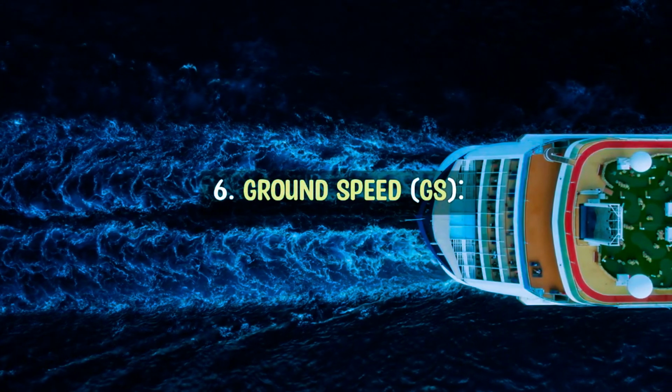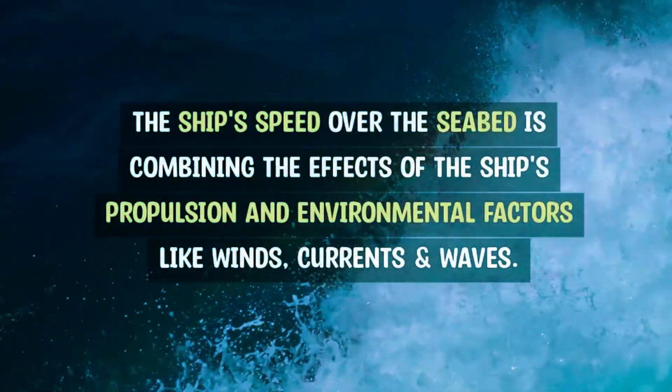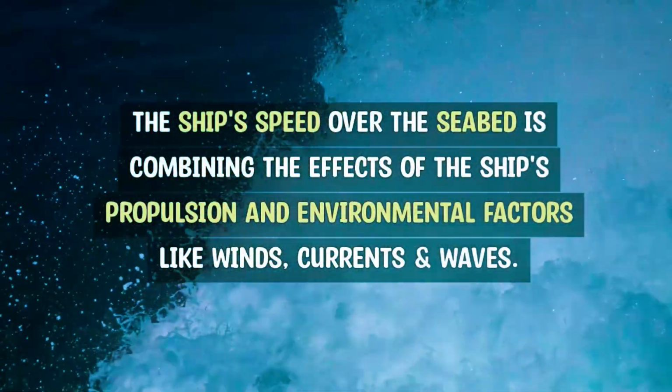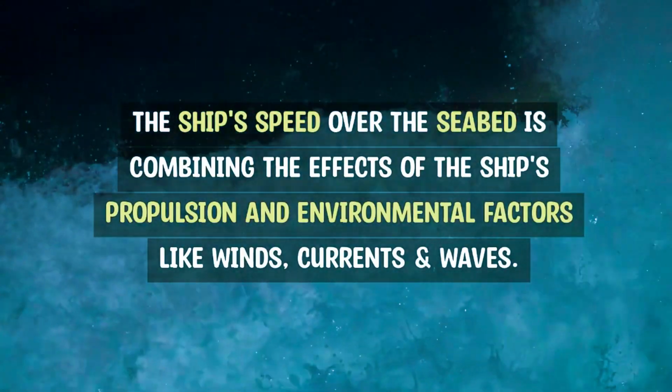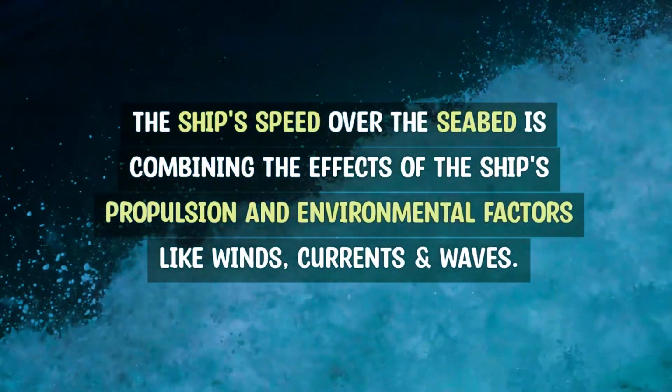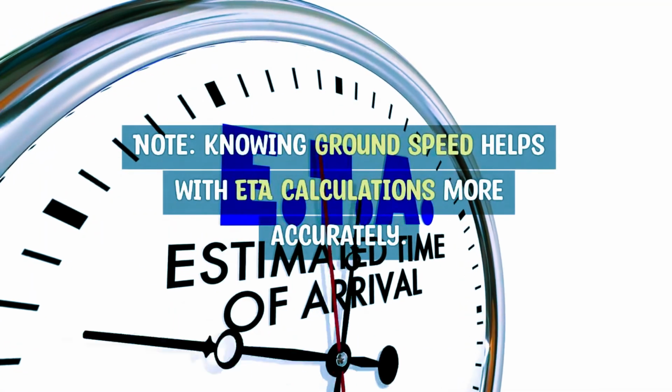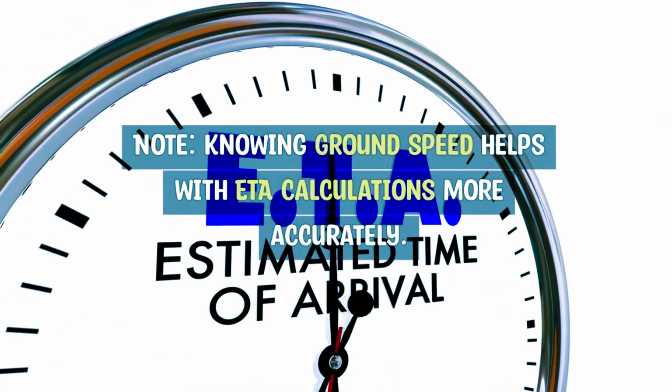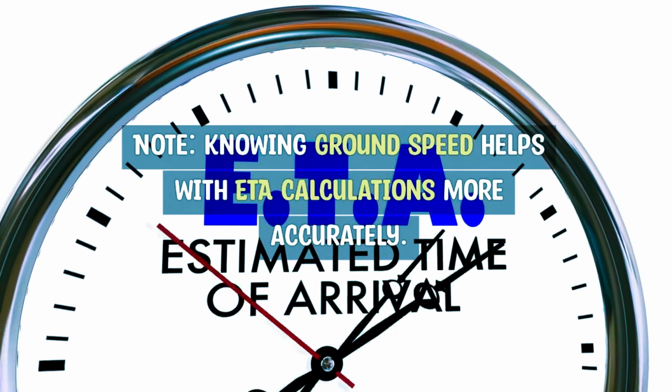6. Ground speed, GS. The ship's speed over the seabed is combining the effects of the ship's propulsion and environmental factors like winds, currents, and waves. Note: knowing ground speed helps with ETA calculations more accurately.